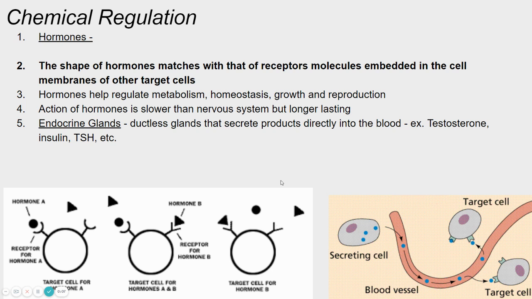So when we talk about the endocrine system, this is our body's way of regulating conditions, one of the ways. And the endocrine system works as a messenger. So it works using hormones. That's the key messenger molecule that the endocrine system uses.